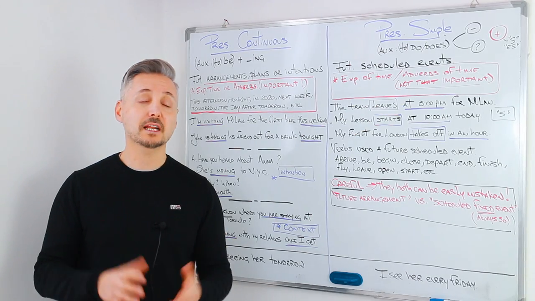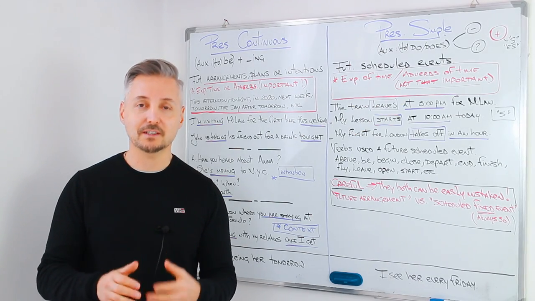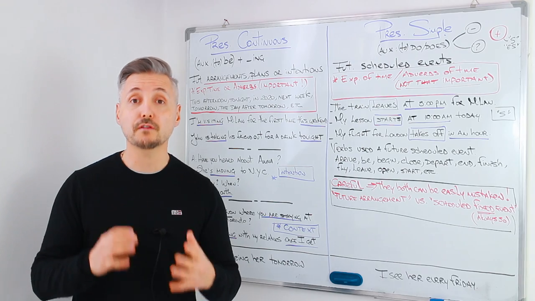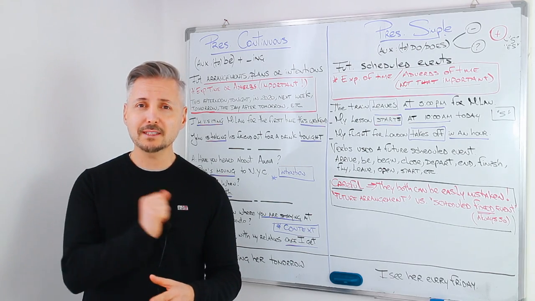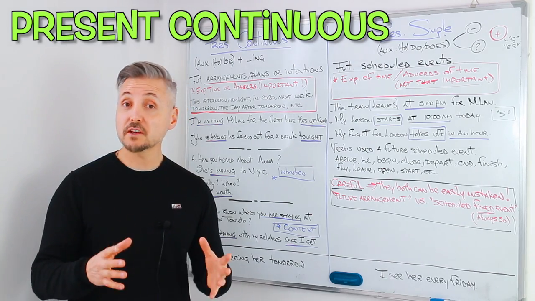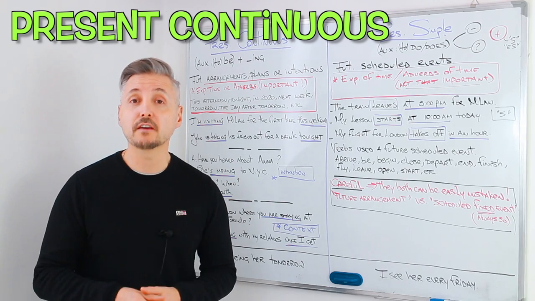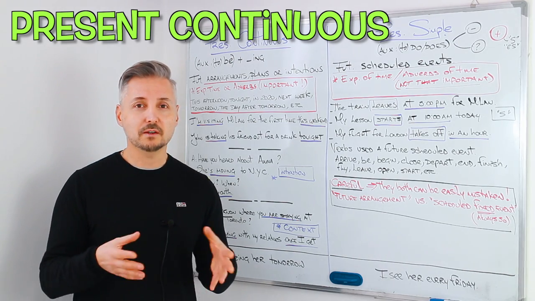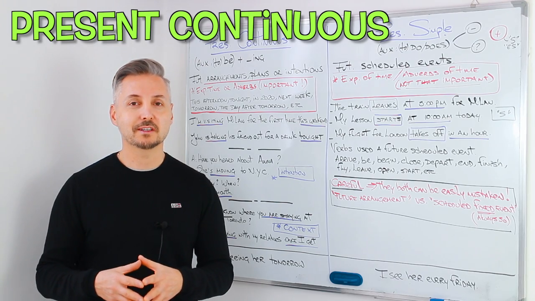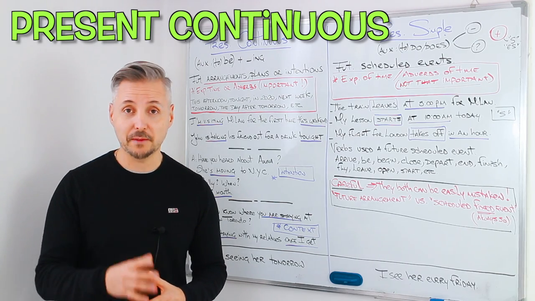Like I said, in this lesson, we're going to look at the present continuous and the present simple for a future event. So let's start with the present continuous. You need to remember the auxiliary for the present continuous. What is the auxiliary of the present continuous? Yes, that's right, the verb to be.